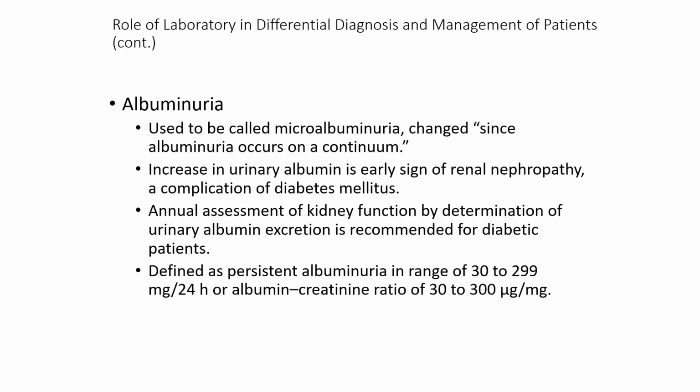Albuminuria used to be called microalbuminuria, but it's changed since albuminuria occurs on a continuum. Increased urinary albumin is an early sign of renal nephropathy, a complication of diabetes mellitus. Annual assessment of kidney function by determination of urinary albumin excretion is recommended for diabetic patients. It's defined as persistent albuminuria in the range of 30 to 299 mg per 24 hours, or an albumin to creatinine ratio of 30 to 300 micrograms per milligram.